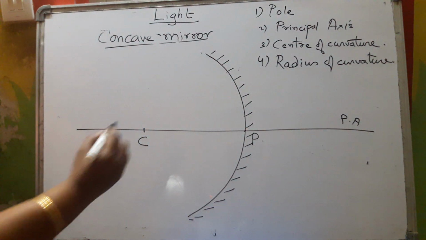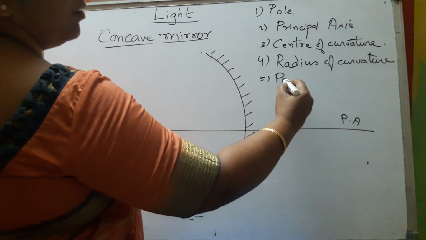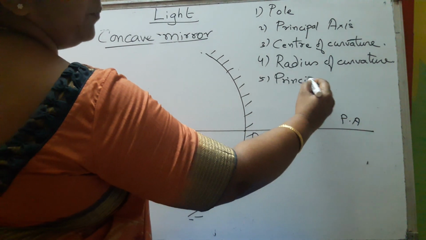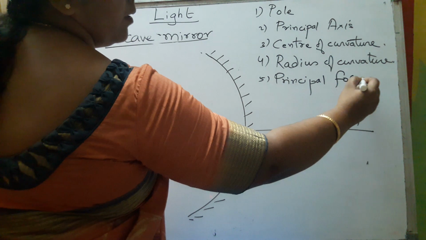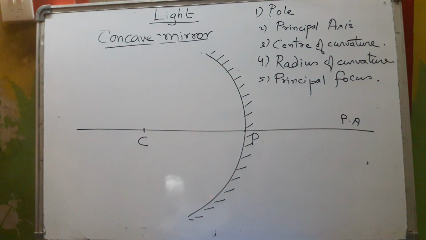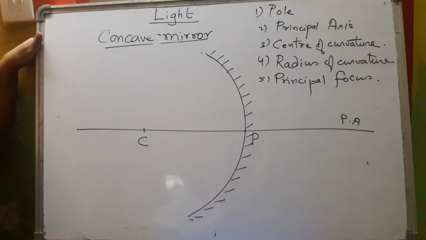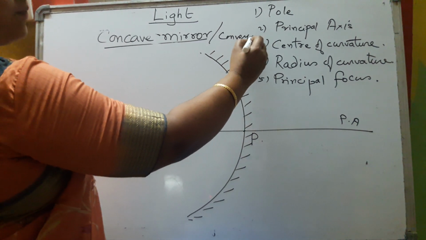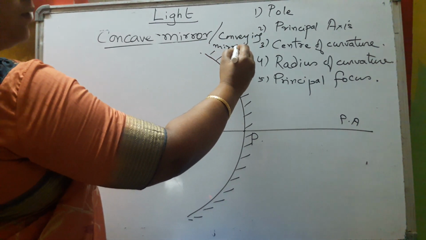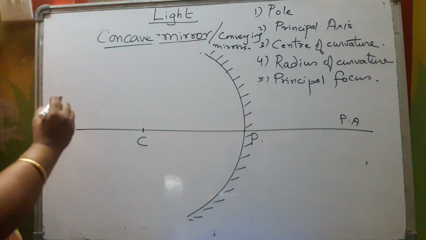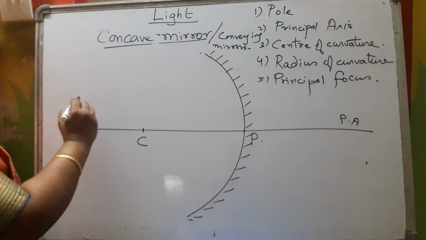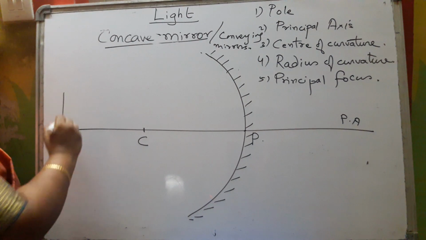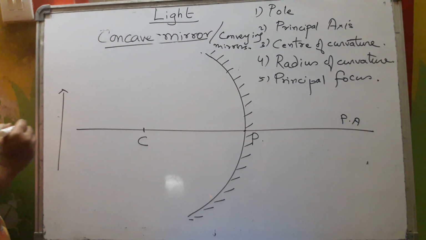Moving ahead to an important definition called the principal focus. You can define principal focus both ways. It is different for a concave and different for a convex. Concave mirrors are also called converging mirrors. I'll tell you why. Now, I'm going to consider an object kept at infinity.